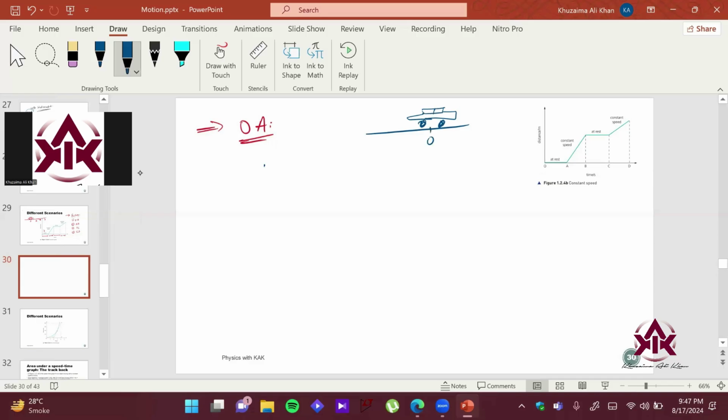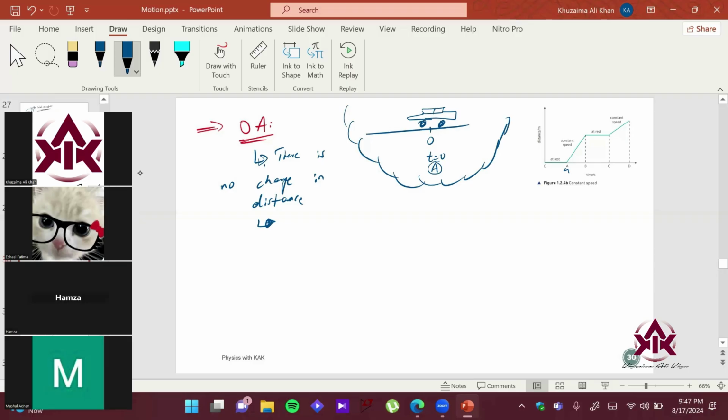So it was at point O and I started the timer T0, right. I started the timer and after it reaches point A, still it is at the same point, right? So what is happening over here? What is the scenario which you can explain from the graph? Okay, there is no change in distance, right? Meaning from the reference point, from the starting point, the car hasn't moved yet, right? Car is not moving. So we can say therefore the car is at rest.